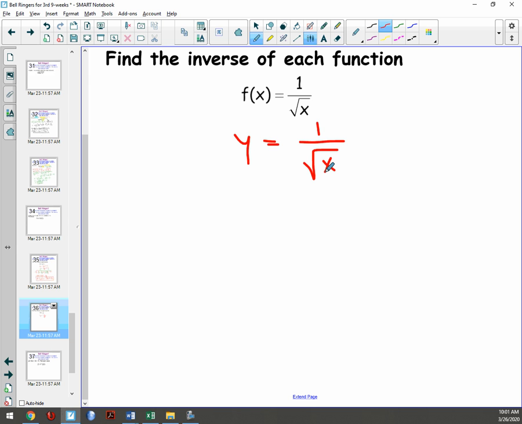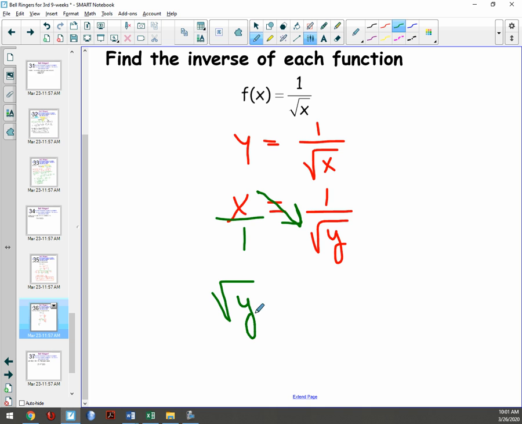Well, now we're going to say, okay, what did we do before? Well, in the last problem, we turned f of x into y, and then we swapped x and y. So this is going to become x is equal to 1 over the square root of y. Now you have to solve for y. So how do you solve for y? I'm going to put this over 1, and make a fraction equaling a fraction. So if I have a fraction equaling a fraction, you simply cross multiply.